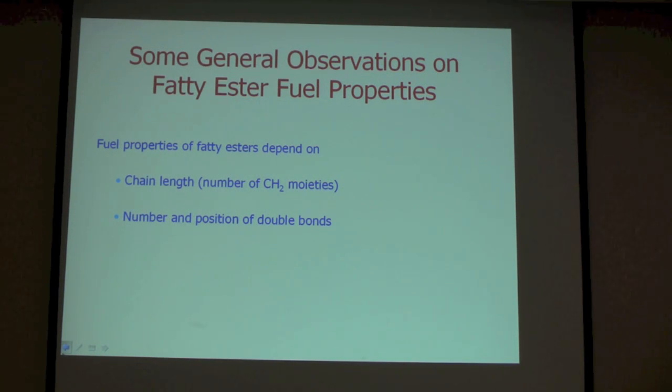I'll be getting closer to the fuel properties of fatty esters. General observation, if you recall the structures I had up there: the chain length, the number of CH2 groups in a fatty acid chain, influences the fuel properties, and the number and position of double bonds in a fatty acid chain will influence the fuel properties. So I think it's important to keep these 2 general observations in mind if you're looking at fuel properties of fatty esters. Next slide, please.